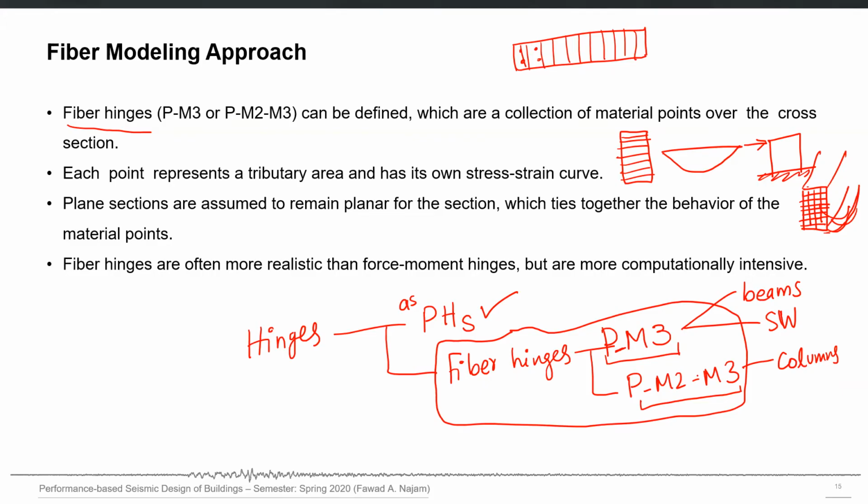But for columns, we cut the cross section in both directions because a column can bend in both directions. So for example, if we have this column cross section, we not only divide the cross section in this direction, but we also divide in the other direction. So this is how the fiber section of a column may look like. This is how the fiber section of a beam may look like. And this is how the fiber section of a shear wall may look like.